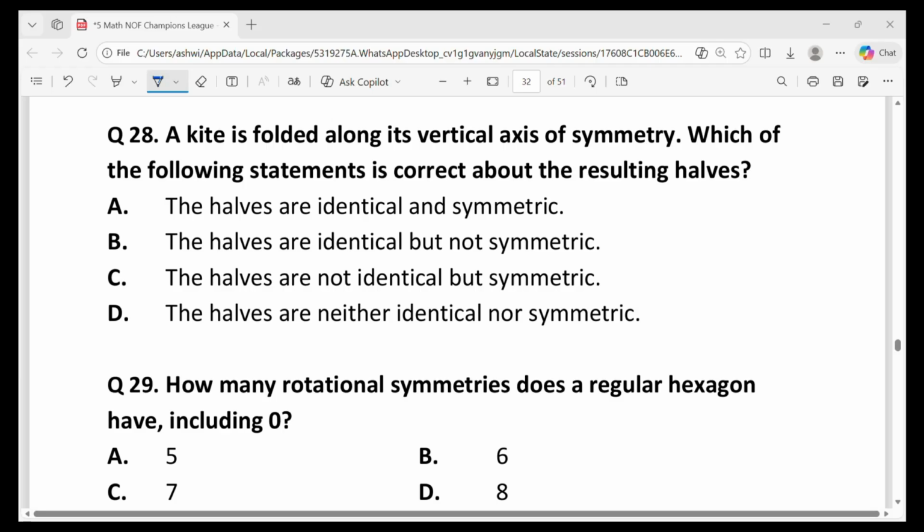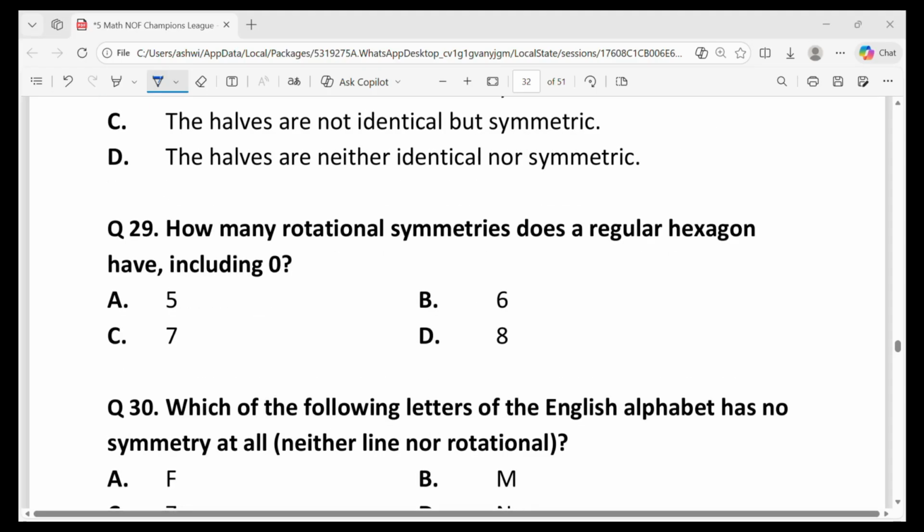Question 28. A kite is folded along its vertical axis of symmetry. Which of the following statements is correct about the resulting halves? Answer is A. The halves are identical and symmetrical. The vertical axis is the line of symmetry for a kite, which means that when folded along this line, the two resulting halves are exact mirror images of each other, making them identical. Each half itself is also symmetrical along the folded line.